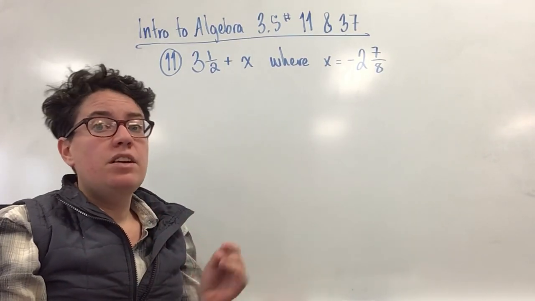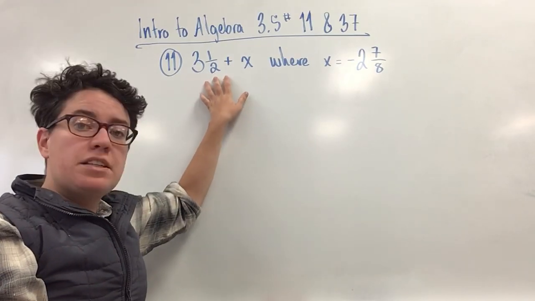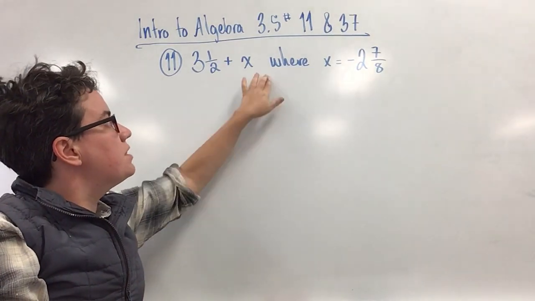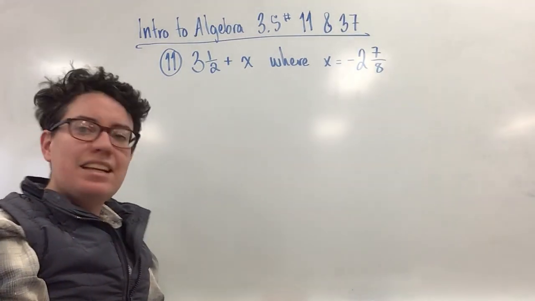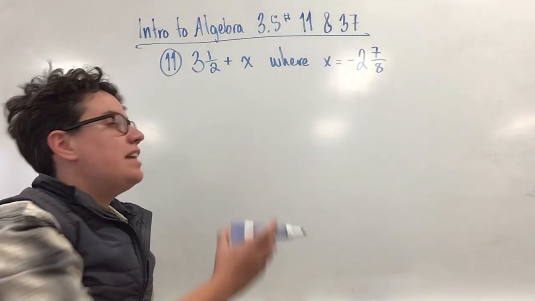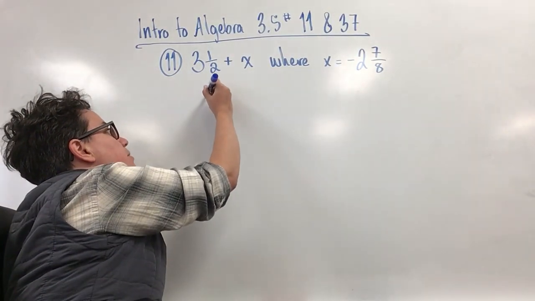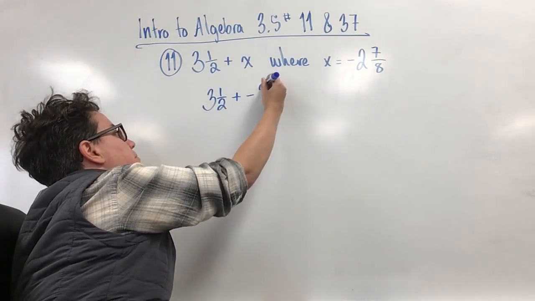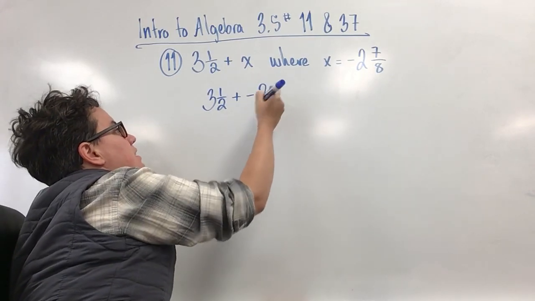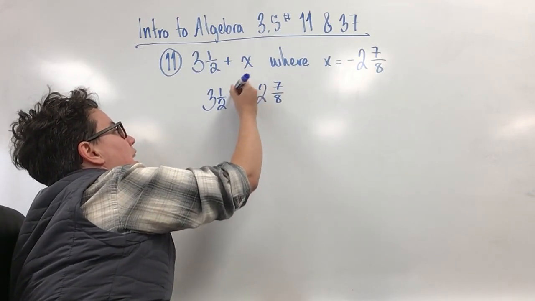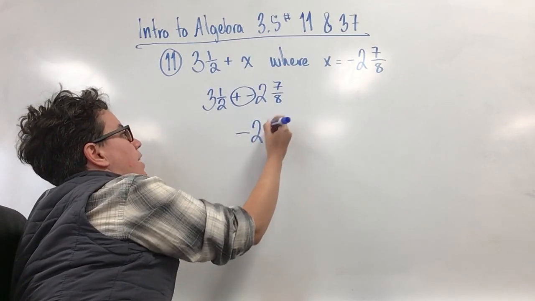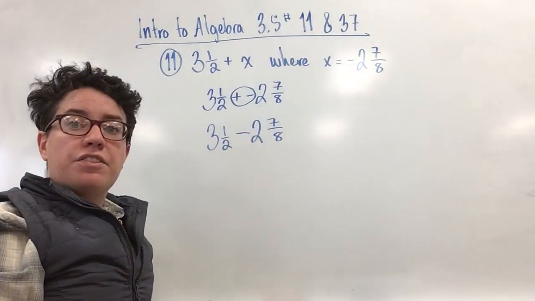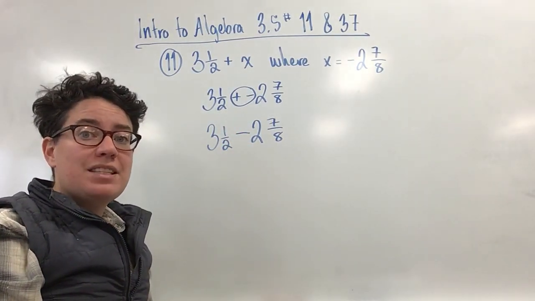So for number 11, we have two mixed numbers and we have a substitution. Now the first thing you'll notice is this is 3.5 plus x, where x is equal to negative 2 7/8. So the first thing I'm going to do is plug that number in, and then I want to make sure that I'm thinking about that negative, because when I plug that in, I get plus a negative. And when we add a negative number, that's the same as subtraction. So I'm going to start from this space of 3.5 minus 2 7/8.